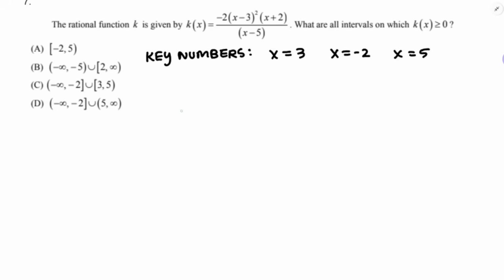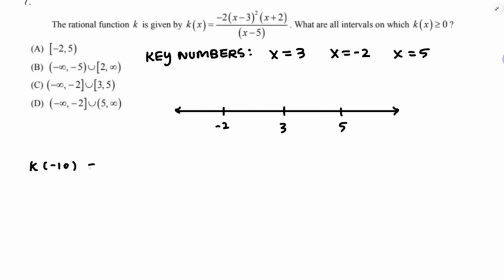But then, okay, we've got these three key numbers. I'm going to make a number line. Negative 2, 3 is here, and 5 is over here. All right, I'm going to choose a representative from each subinterval, so a number less than negative 2, like, I don't know, maybe negative 10. K of negative 10 is going to equal negative 2 times negative 10 minus 3 squared is a positive number times negative 10 plus 2 is a negative number, all divided by negative 10 minus 5 is also a negative. I've got 3 total negatives. That's an odd number of negatives. That'll end up being negative.